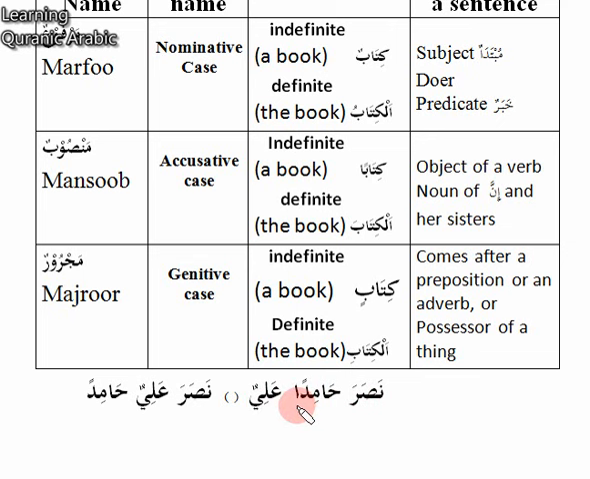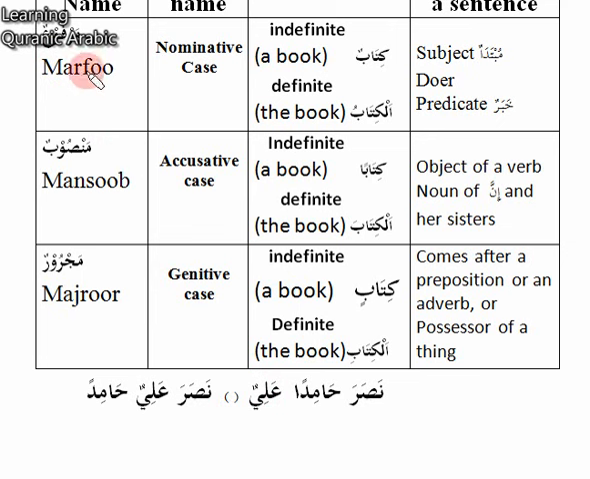Nasara Hamidan Aliyun. So Ali helped Hamid. Why Ali helped? How do you know Ali is the subject? Because Ali has tanween damma. We know that Ali is marfu.